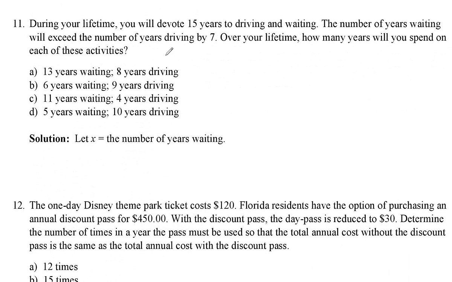And let's see, during your lifetime, you will devote 15 years to driving and waiting. The number of years waiting will exceed, so it's bigger than the number of years driving, by 7. Over your lifetime, how many years will you spend on each of the activities? Okay, so let's let x equal the number of years spent waiting, okay? And 15 is the total of driving and waiting, okay? So then that means that 15 minus x, the total minus x, is going to be the number of years for driving.